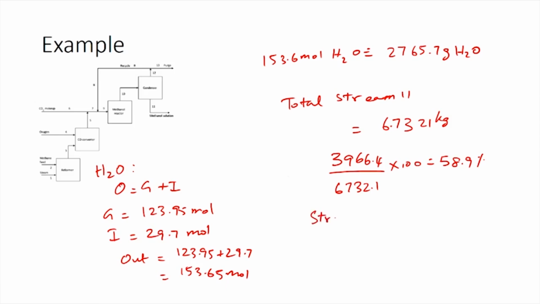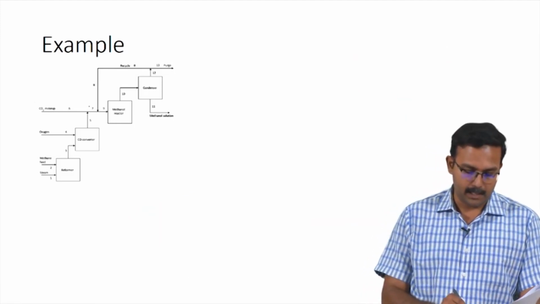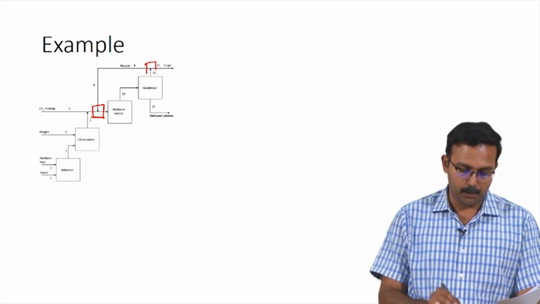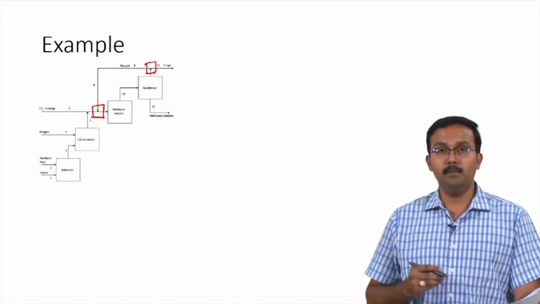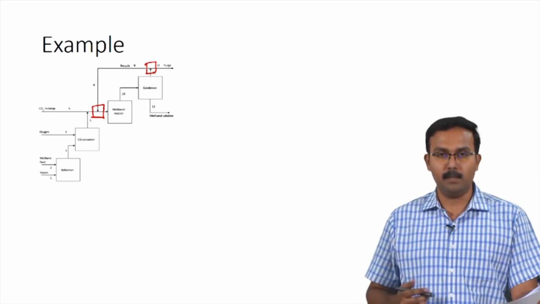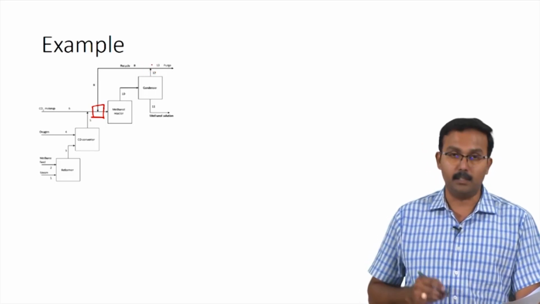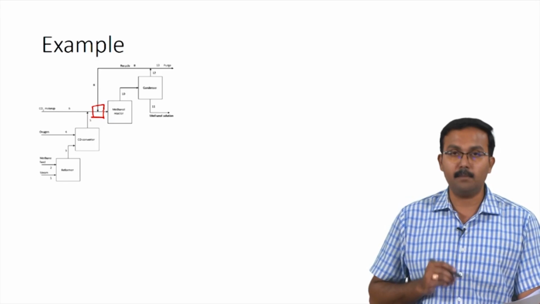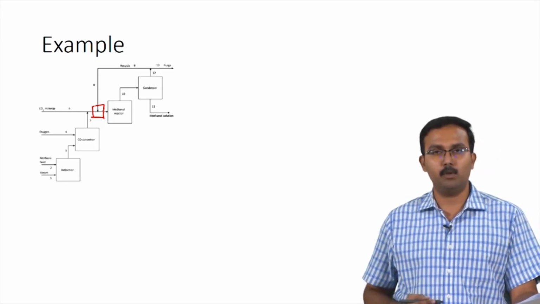So, stream 11 is basically 6.7321 kilograms of 58.9% methanol solution. For calculating the recycle stream, we would like to write a balance equation for either the mixing point or for the splitting point. The problem with the splitting point would be we would have only one independent balance equation. So, it is better to write the balance for the mixing point. So, for writing the balance for the mixing point, we would have to have information about stream 9. How do we get information about stream 9?